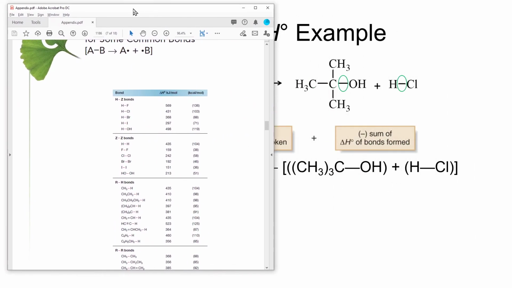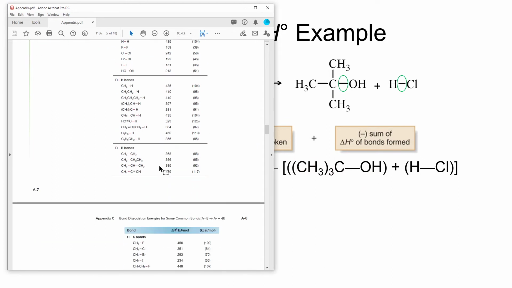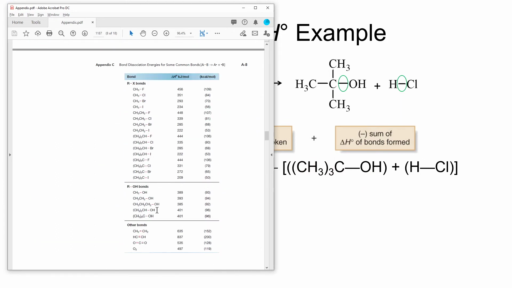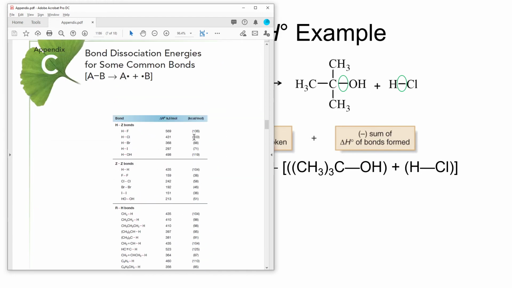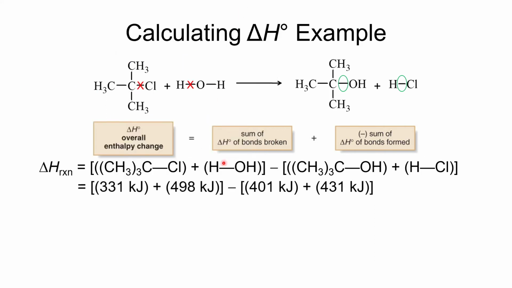Let's scroll over here. We've got a carbon-oxygen bond, so it's the tertiary alcohol. And we'll scroll down and we'll find it. There it is. So that one is worth 401. And then this one, the HCl, is worth 431. So I'm going to minimize that and you put all those numbers in. So 331, 498, 401, and 431.